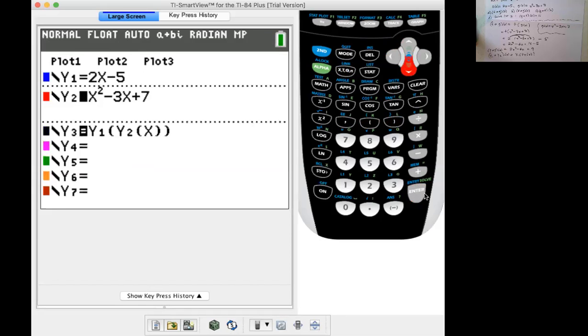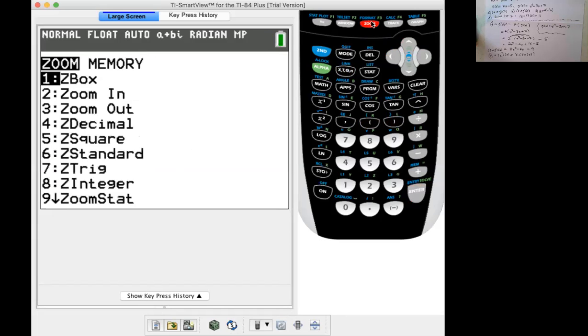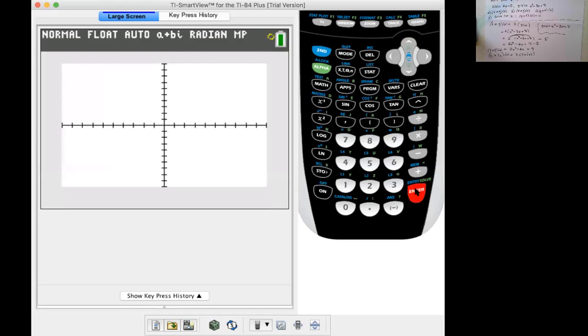So now you'll notice the black function is y3. Whatever the calculator graphs will be y1 of y2 of x. So I'm going to go with zoom standard, I think, to look at that function. Oops. And what do I get? Can I see any of it? There we go. So that is f circle g of x, or y1 of y2 of x.